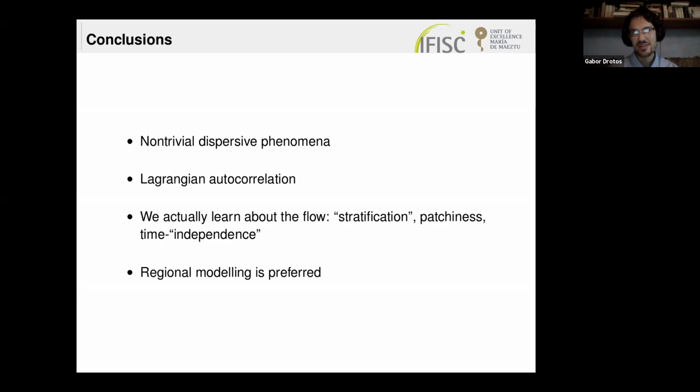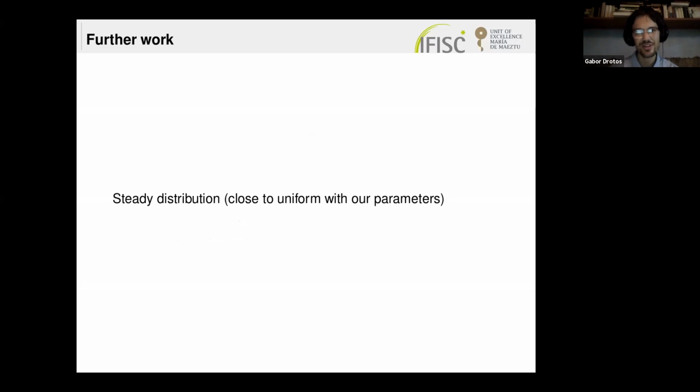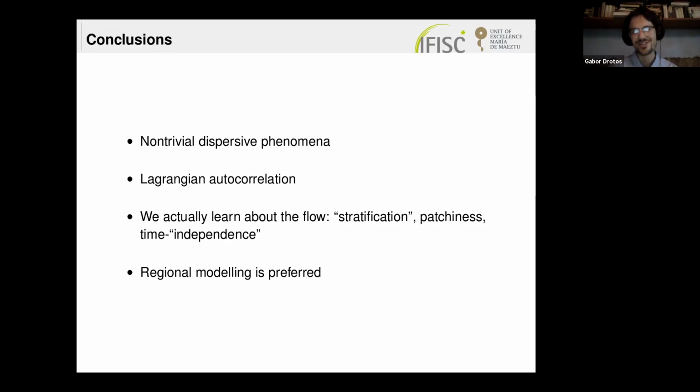sea. And it is here where I mentioned that this organization is obviously related to oceanic mesoscale eddies. And I just mentioned that from the dispersive phenomena, we also tried to construct the steady distribution, assuming continuous particle input. And because of the relatively narrow dispersion, we find it to be close to uniform with our parameters. But more detailed investigation is part of future work, and I would like to thank you for your attention.